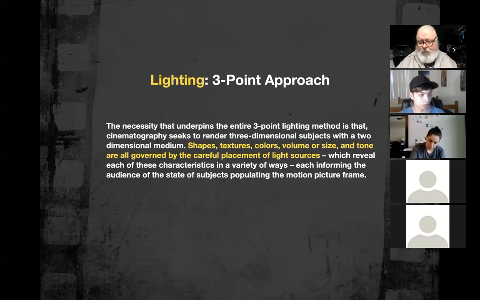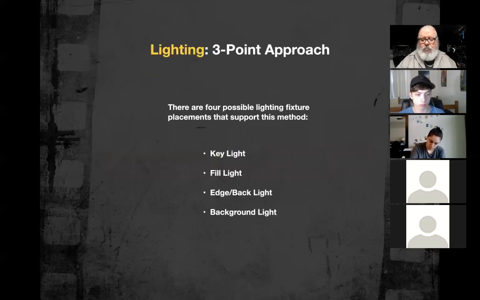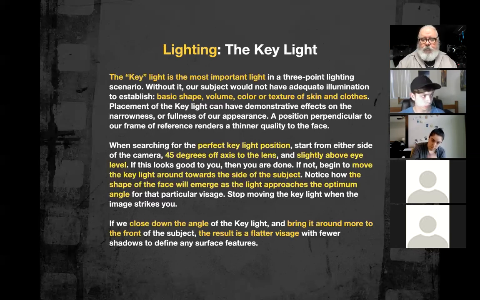populating the frame. Your key light, your fill light, your edge light, and then your background light. That's your possible fourth light. 3 lights for the subject, 1 light for the background. Okay. The key light is the most important light in a 3-point lighting scenario.